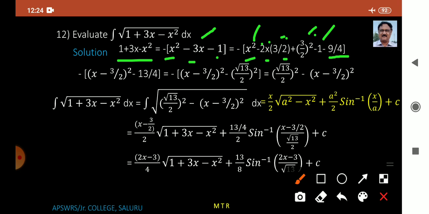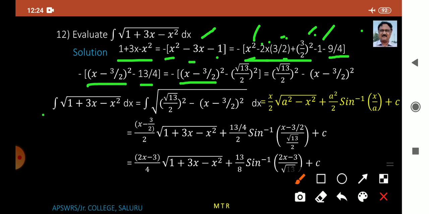So the first 3 terms are of the form a square minus 2ab plus b square. So a minus b whole square, x minus 3 by 2 whole square. Minus 1 minus 9 by 4 is minus 13 by 4. This is equal to minus of x minus 3 by 2 whole square, as it is. You write this 13 by 4 in terms of a square, so that is root 13 by 2 whole square. Multiplying this with minus, minus minus is plus, so root 13 by 2 whole square minus x minus 3 by 2 whole square.